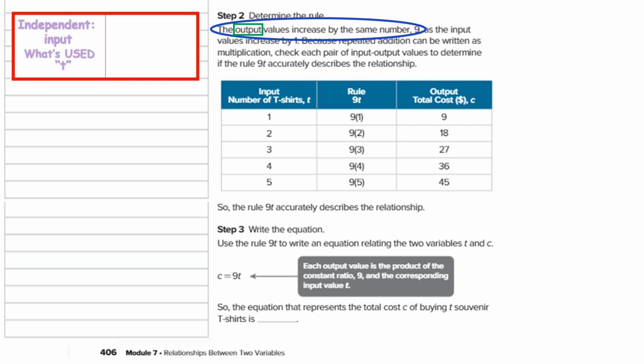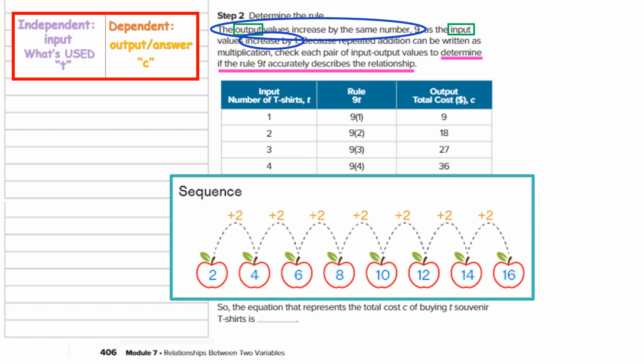And since we're talking about what we're going to label them, I know that my independent, my thing that can change, is my t-shirts. So we represent that by a T. And my output is going to be represented by a C because I have a total cost. So they're asking me, if I use the rule of 9t, which is 9 times t, do I get the correct answers that I need? So they're basically asking me, is the sequence correct?